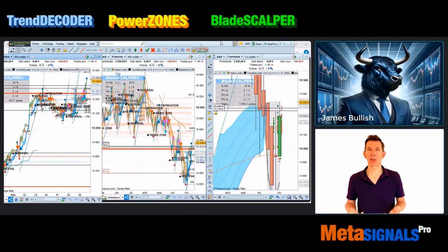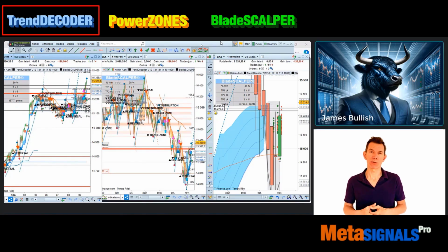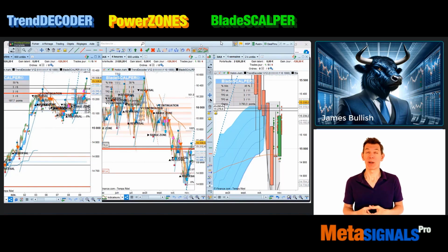So let's discover TrendDECODER, why we have developed it, and how to use it. Well, before taking a trade, regardless of the strategy, you need to perform a trend analysis. Trend analysis is always done starting from the higher time frames and working downwards, especially focusing on the time frame you primarily trade on, your main unit.